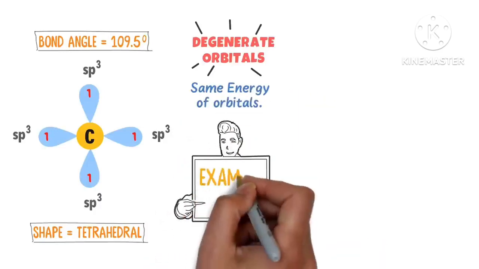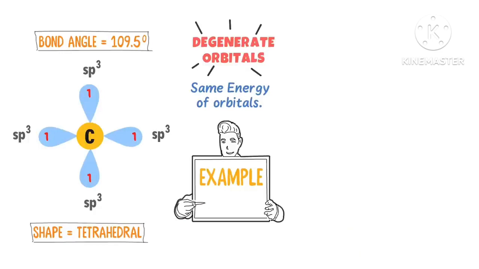Also, let me give you an example of sp3 hybridization of a carbon in a molecule like methane, CH4. Now consider sp3 hybridization in this carbon atom. We know that there are 4 unpaired electrons present in it.